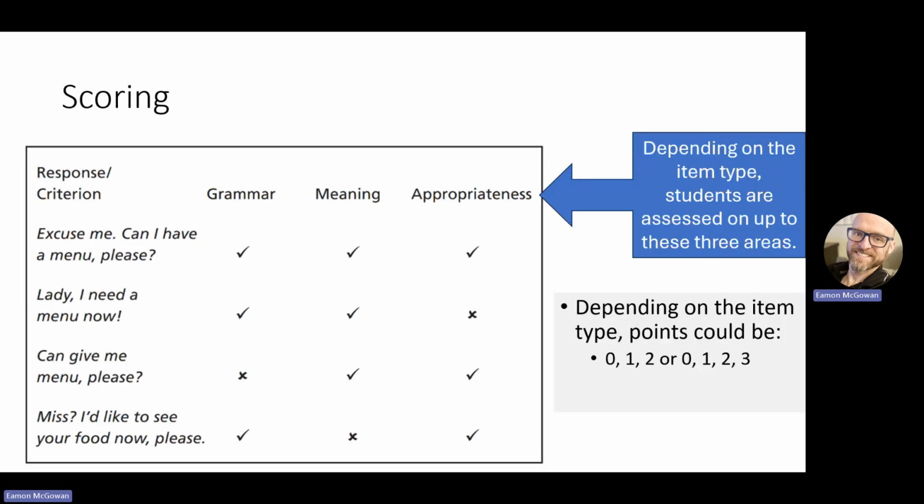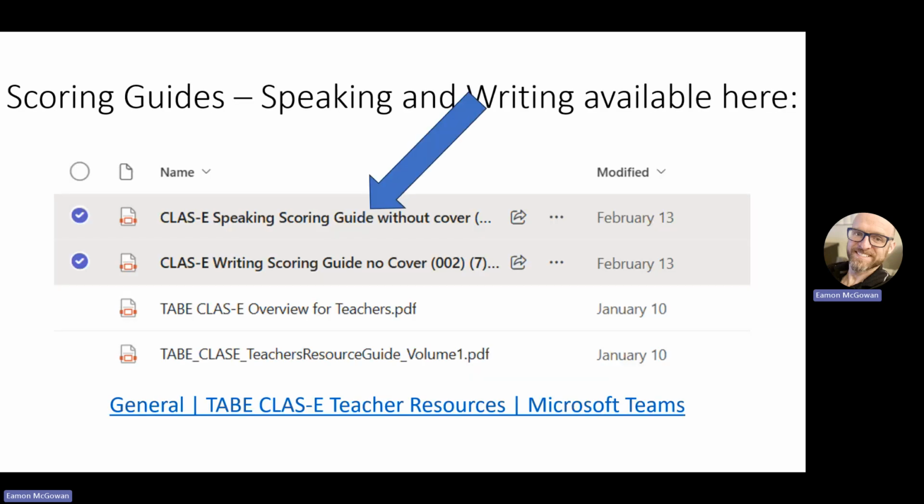Scoring. Now, as I said earlier, I'm not involved in scoring, but we do have access to the scoring guides. And you can see here grammar, meaning, appropriateness. Depending on the question will depend on exactly what they're being graded on. This is an overview of what that looks like. But we also have the full scoring guide available to you.